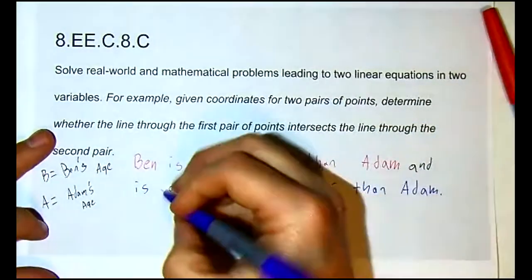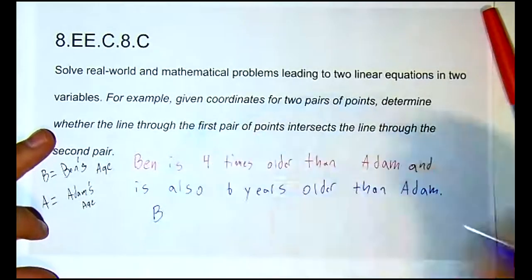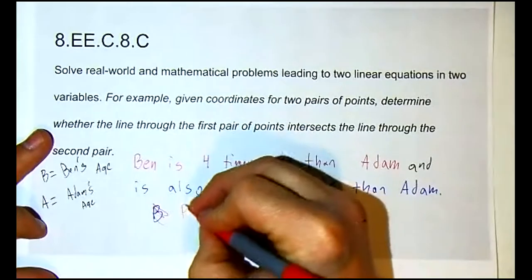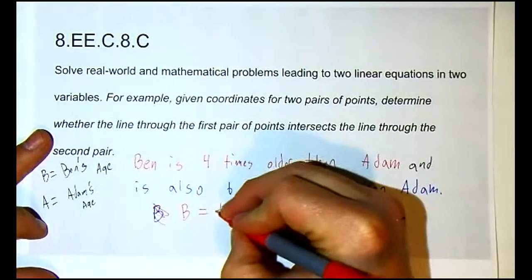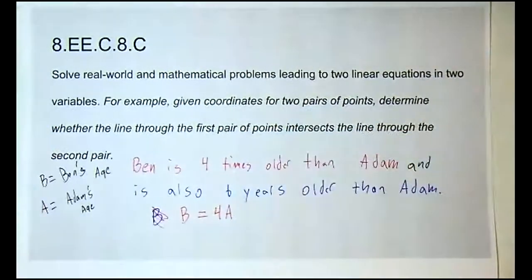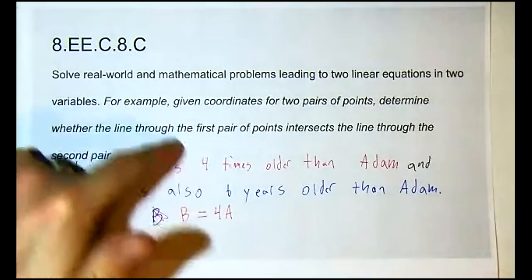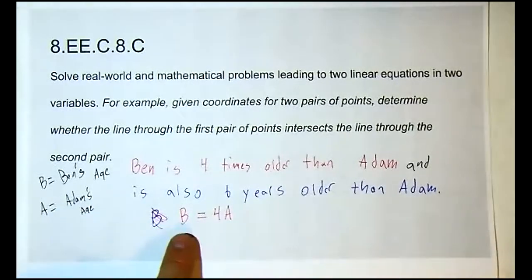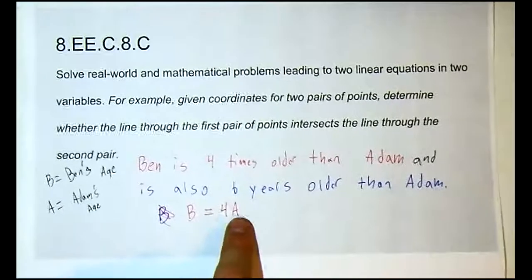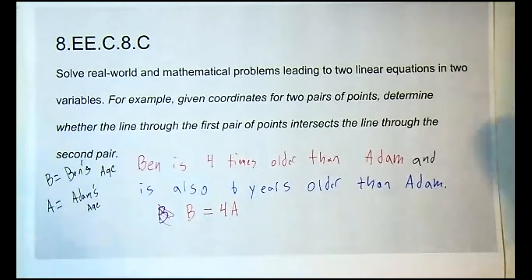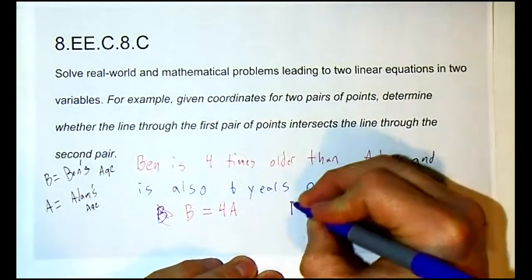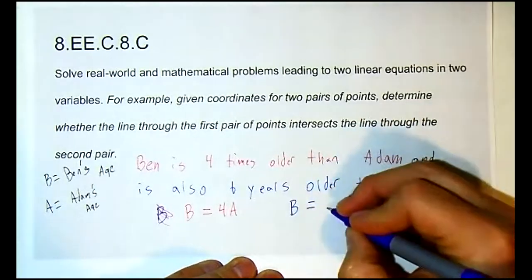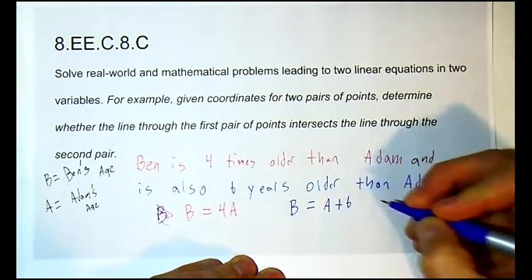So we know that Ben, B, is going to be, well, it's actually in red, so let me write in red. B is equal to 4 times Adam's age. All right, cool. That's the equation. Ben is 4 times older than Adam, so Ben's age equals 4 times Adam's age. The next one we have is Ben is 6 years older than Adam. So Ben is equal to Adam plus 6.